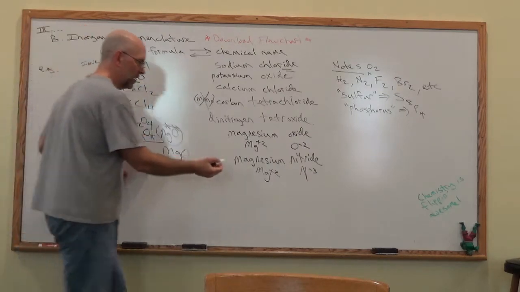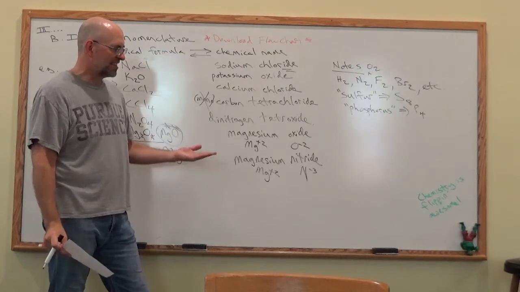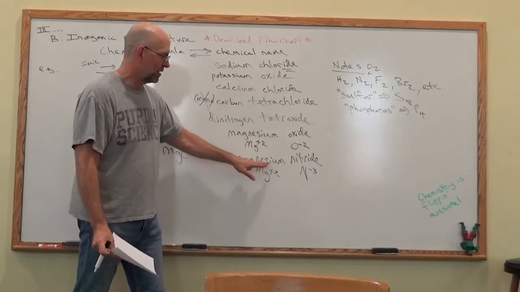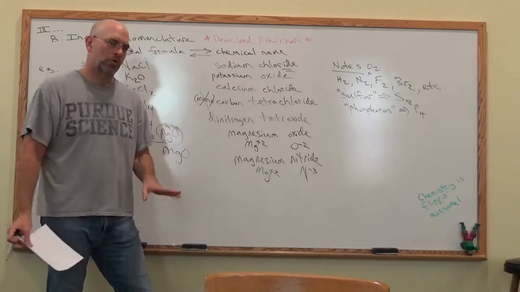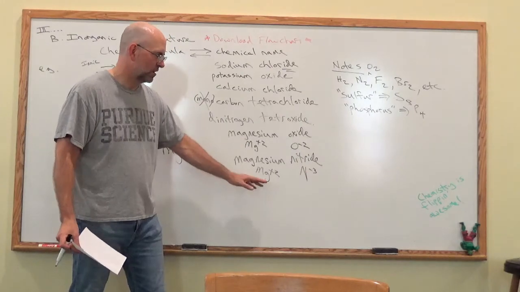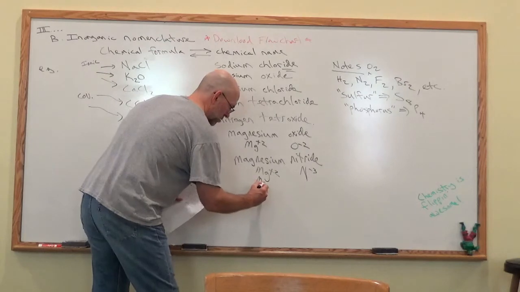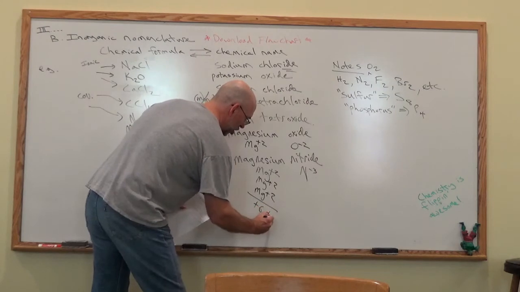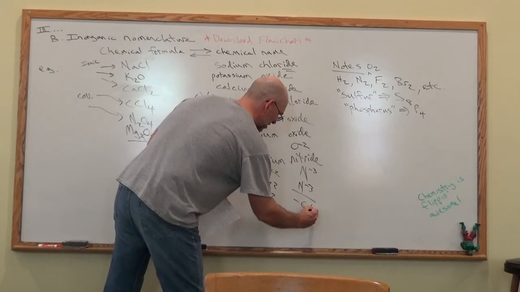So how do we combine? Okay, maybe you know how to do this already. What's the least common multiple from math between 2 and 3? How many positive charges would we need and how many negative charges to make these equal? Well, the answer is 6. We could take 3 magnesiums and that would give us +6. We could take 2 nitrogens, that's -6 total.